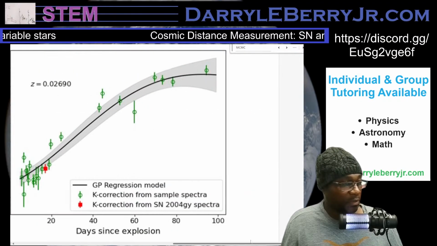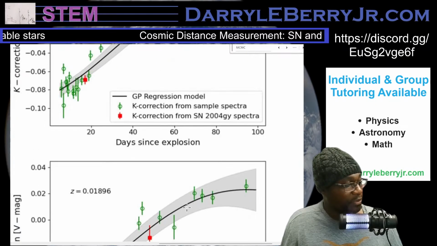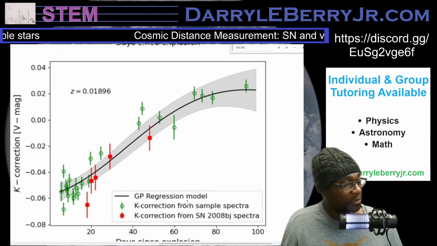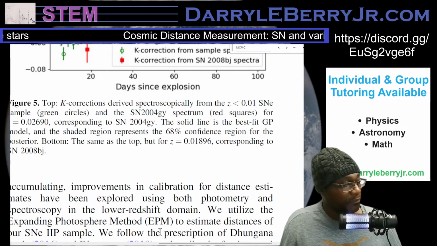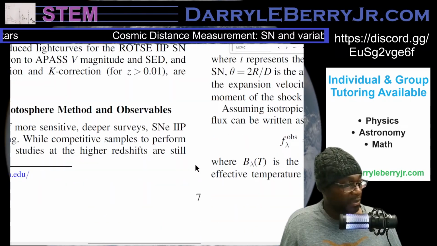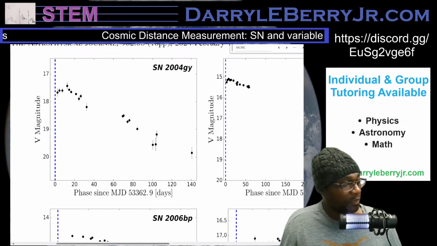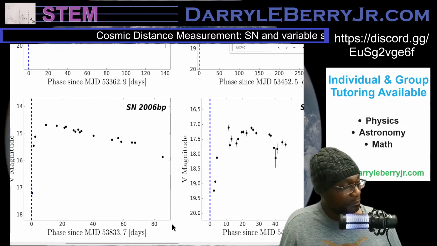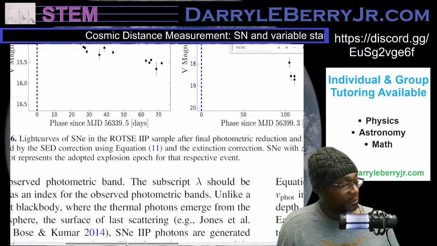Right, let's see here. A GP regression model, K corrections, days since explosion. On the x-axis, top, K corrections derived. Right. It's pretty nearby. It seems like a small redshift to me. It seems interesting. A whole page of images.